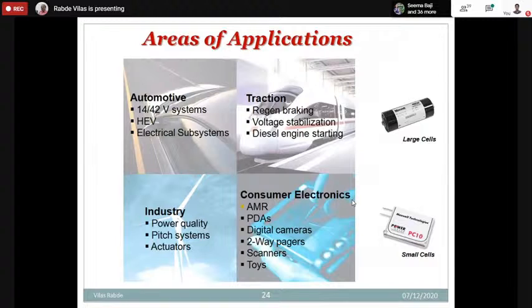So if you see areas of application, what we are going to view today is for automotive, traction, industry, and consumer electronics. Of course, our focus is more on automotive, where a 14 or 42 volt system is used, and high hybrid electric vehicle and electrical subsystems.